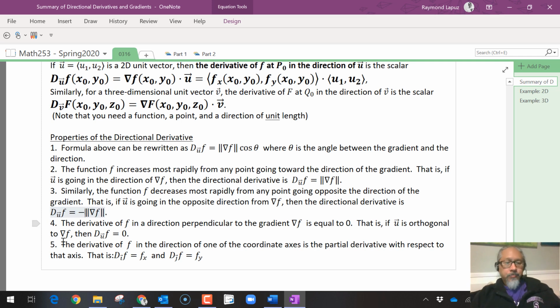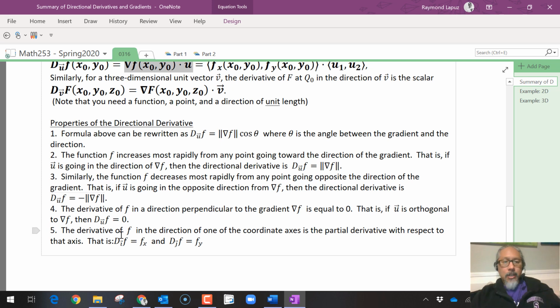All right, property number 4: the derivative in the direction that's perpendicular to the gradient is going to be equal to 0. Remember that the directional derivative is a dot product, and if your u and your gradient are perpendicular, then the dot product is going to be equal to 0. So that is pretty equivalent to the gradient being perpendicular to the level curve. And then our last property gives us a slight shortcut.